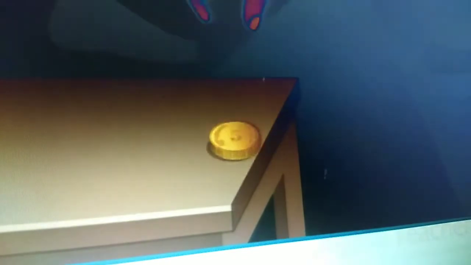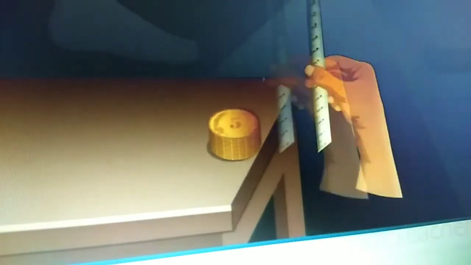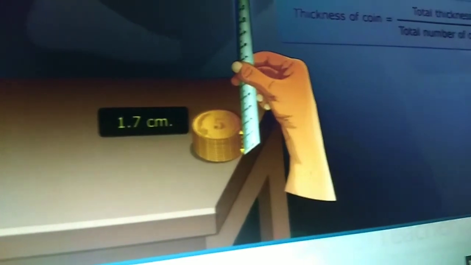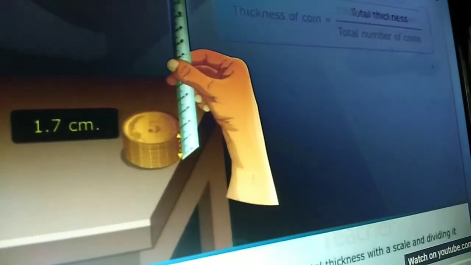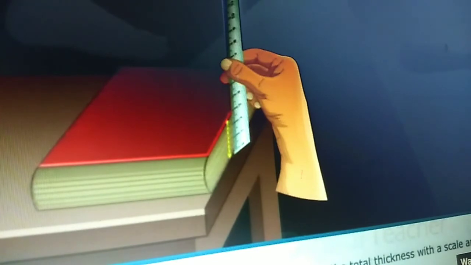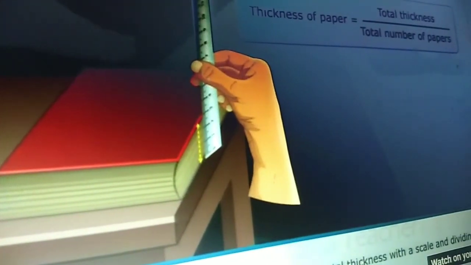Here, let us learn how to measure the thickness of a material. Take 10 5-rupee coins of the same size. Place one coin above the other. Take the scale and measure the total thickness. Divide the total thickness by the number of coins to get the thickness of each coin. Similarly, we can calculate the thickness of the paper by measuring the total thickness with a scale and dividing it with total number of papers.